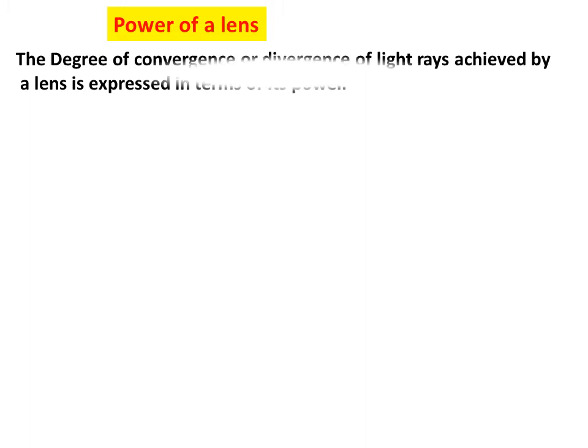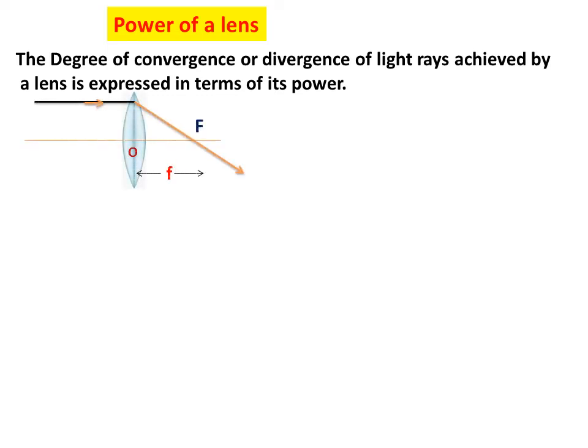Power of a lens. The degree of convergence or divergence of light rays achieved by a lens is expressed in terms of its power. In other words, we can say the power of a lens is a measure of the degree of convergence or divergence of the light rays falling on it.